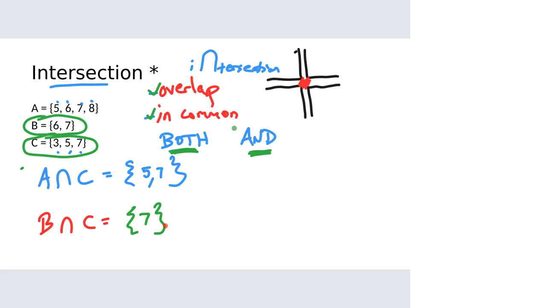The empty set could be relevant here. Let's say we had set D that was 10, 11, 12, 13. And the question said, find B intersect D. Well, now B is 6, 7, D is 10, 11, 12, 13. So their intersection is the empty set. So that's how the empty set could be relevant. Great question. That's a beautiful question. Yeah, sometimes sets don't have anything in common, so their intersection is the empty set.